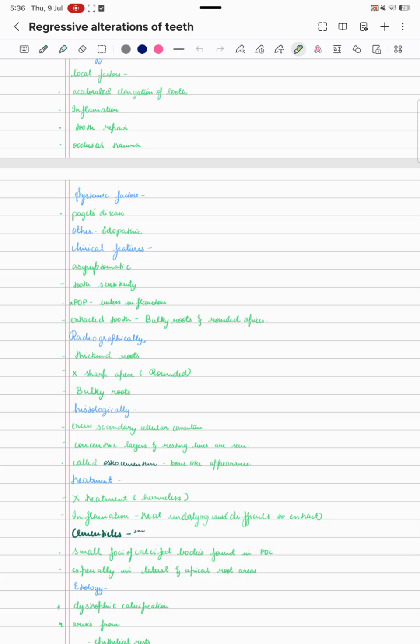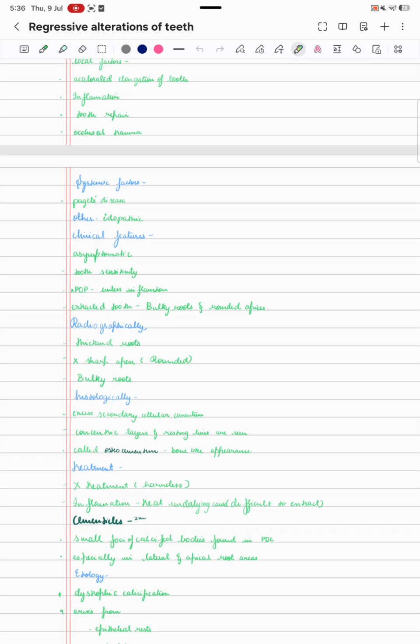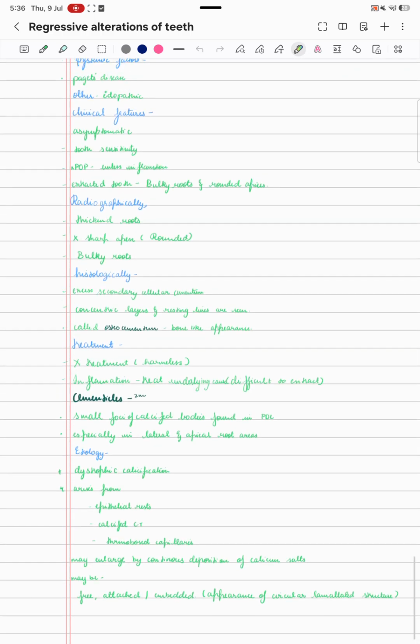If the tooth is extracted, it is bulky and the roots are rounded. Radiographically, the roots appear thickened, with a sharper apex and bulky roots. Histologically, there is excessive cellular cementum deposition, with concentric layers and resting lines seen. It is also called osteocementum, with a bone-like appearance. There is no particular treatment as such, but if there is any underlying infection, then it is usually extracted, though it is difficult to extract.